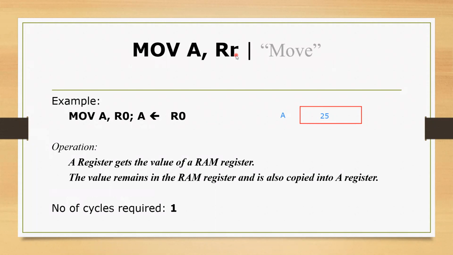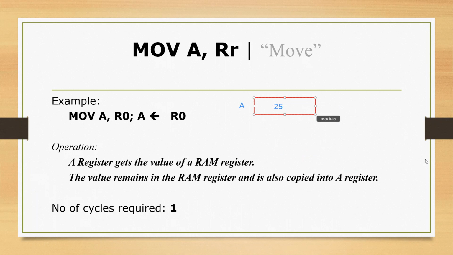So next, move A comma Rn. Rn is a RAM register. An example is move A comma R0. Here the destination is the A register, that is the accumulator. So we are moving from the R0 register to the accumulator.